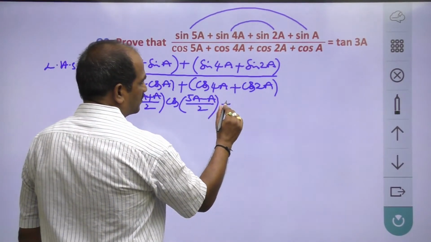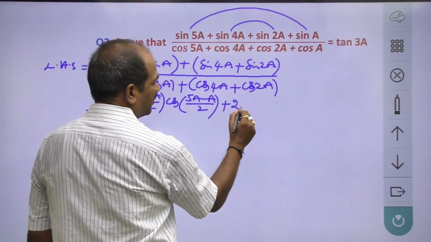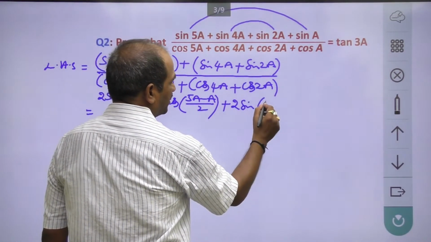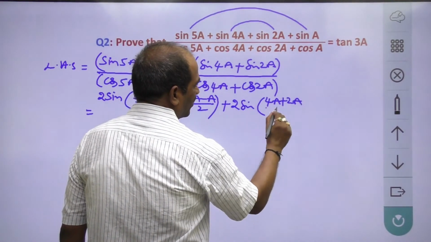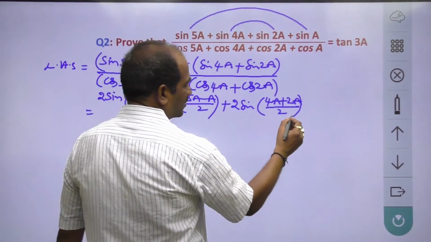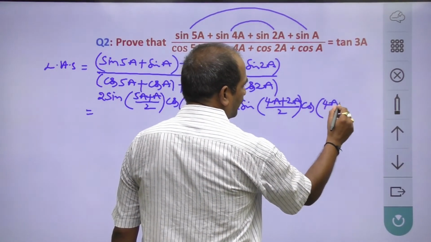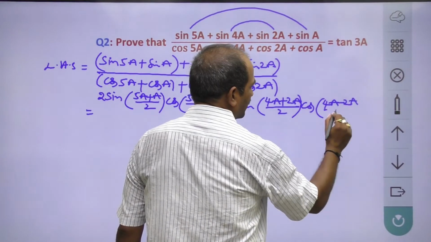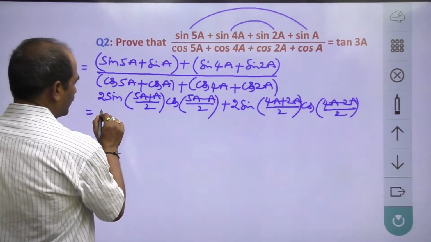Next, plus sin c plus sin d. In this formula, 2 into sin of (c plus d) by 2, here (4a plus 2a) by 2, into cos of (c minus d) by 2, so cos of (4a minus 2a) by 2.